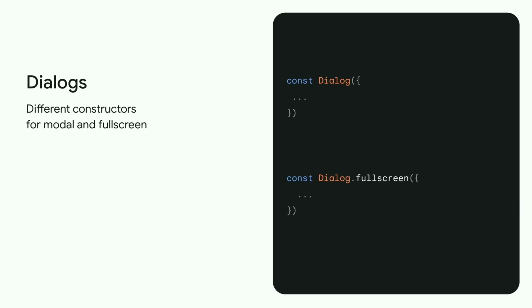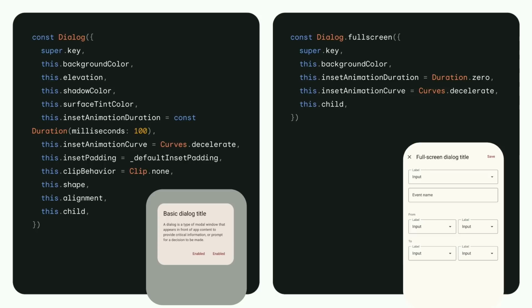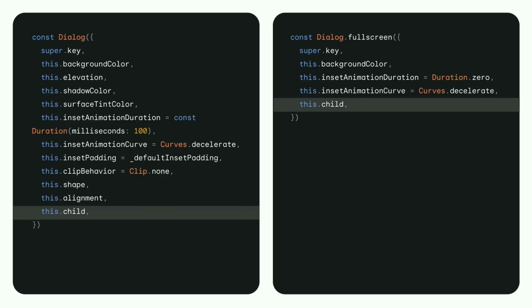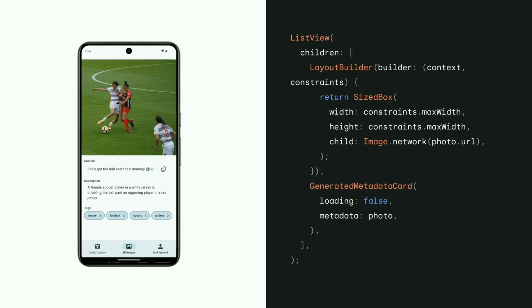But how do we use two completely different constructors? We don't want to have to duplicate all of our code for our UI inside the dialog. So let's take a look at the constructors and see if there's any way we can share some code. They look pretty different, but they each share a child parameter. Since Flutter is built for widget composition, we can actually reuse nearly all of our dialog code. So for this example, we'll turn our image detail view into a dialog that's full screen on smaller devices and a floating window on larger ones.